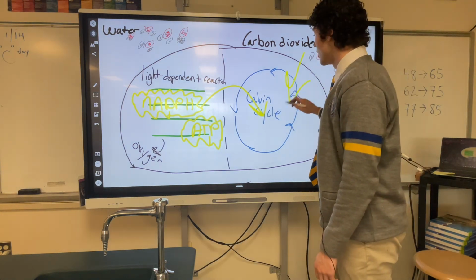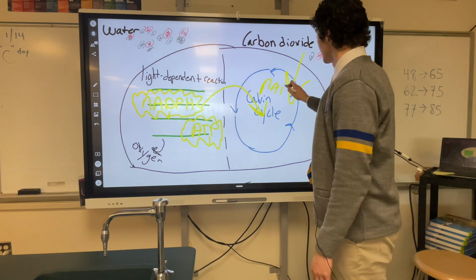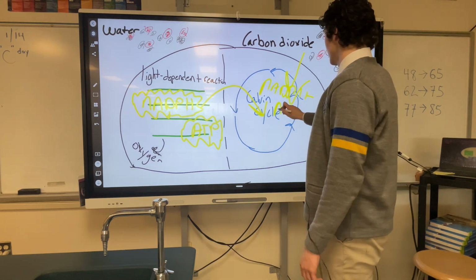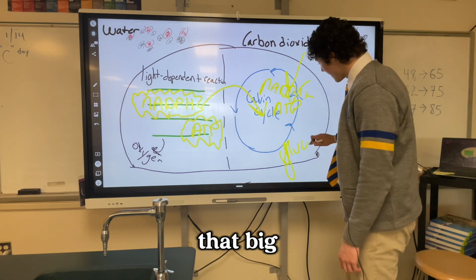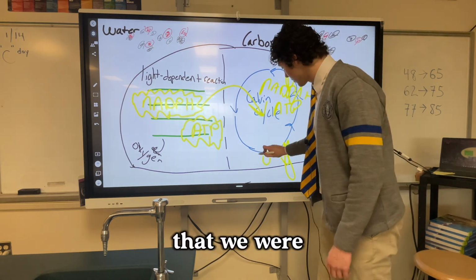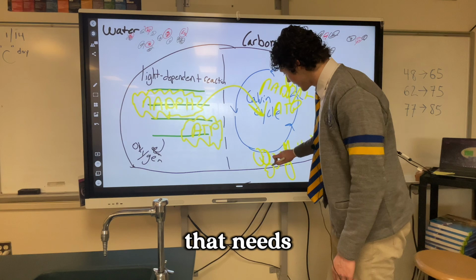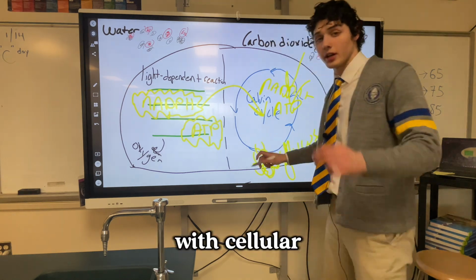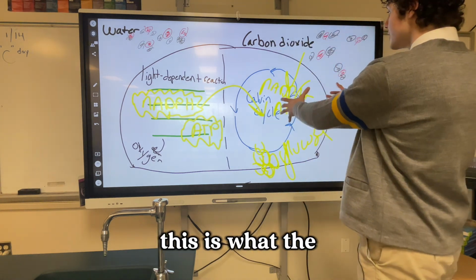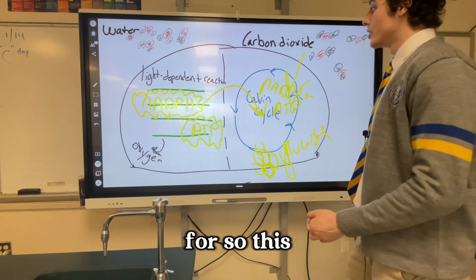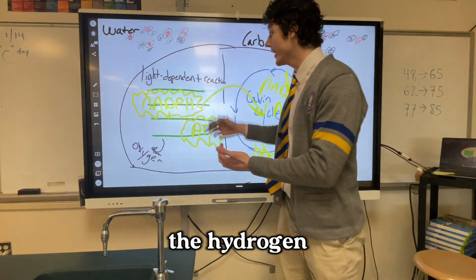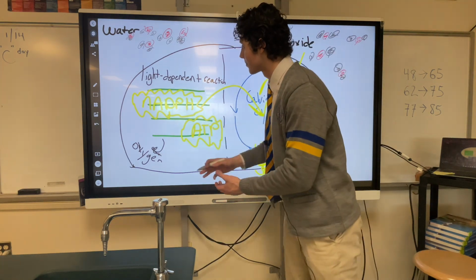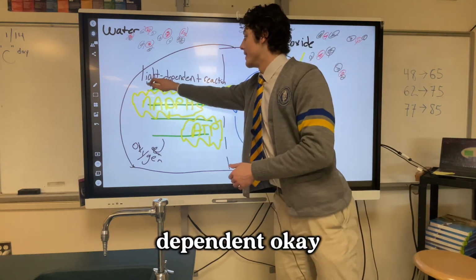It's going to mix with this carbon dioxide, this NADPH, this ATP, and what is it going to give us? It's going to give us glucose, that big old atom that we were talking about that needs to be broken down with cellular respiration. So it's going to give us this. This is what the Calvin cycle is for. So this, I want you to break those equations up. The water, the hydrogen, and the oxygen, it's light dependent, okay?